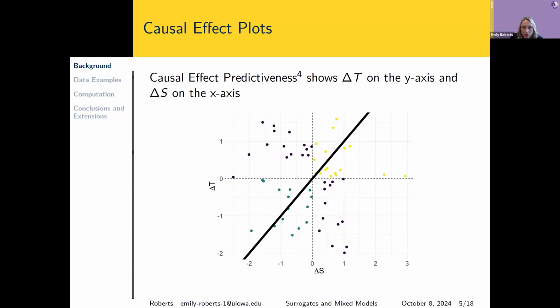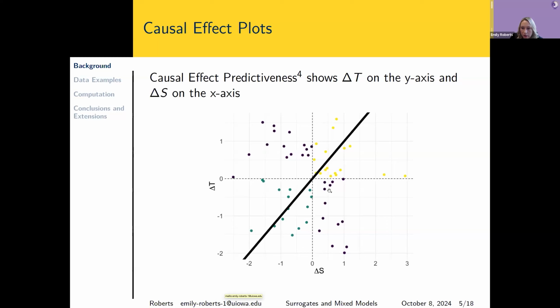So this plot is known as a causal effect predictiveness plot, or a CEP curve, and it demonstrates the quantities that I showed on the previous slide. Here on the x-axis, I have these quantities delta S, which you'll recall is the contrast S1 minus S0, and on the y-axis I have the contrast delta T, which is T1 minus T0. The idea here is you can think about individuals as being any one of these dots on the plot, and we want to understand how their delta S, or change in the surrogate, is associated with delta T, their change in the true outcome.